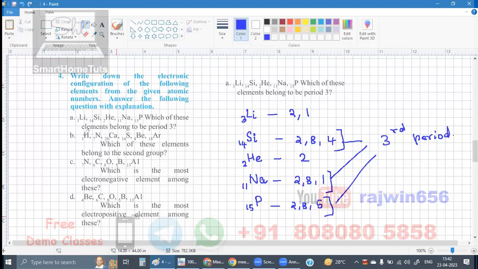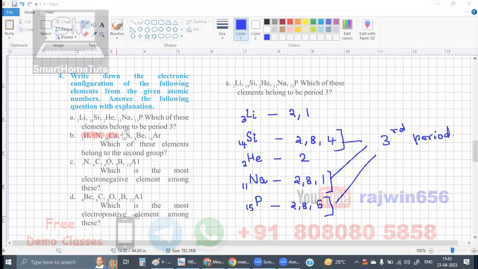That is the B part. Hydrogen, nitrogen, calcium, sulfur, beryllium, argon. Which of these belong to the second group? So again, I will have to write down the electronic configuration of all of these elements, and then I will work out how to get the elements from the second group. We'll write down the electronic configurations of each one of these.